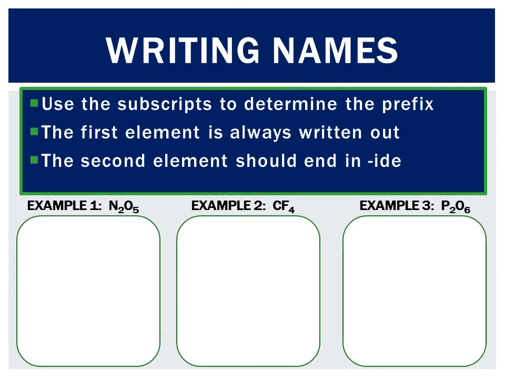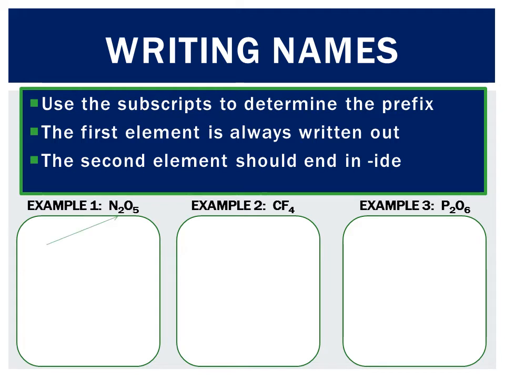Writing the names is just the opposite. We're going to use the subscripts to determine the prefix. The first element is always written out with the whole name, and the second element should end in IDE. That means that every single covalent compound should end in IDE. There's no other option here.